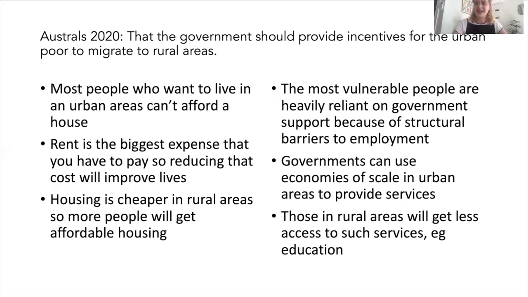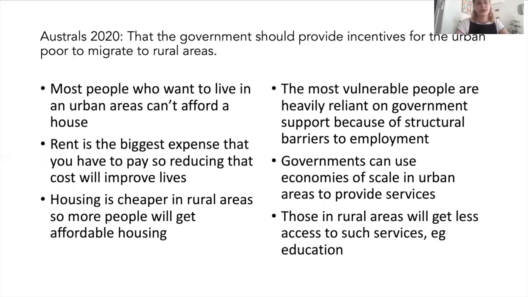So I'm just going to take an example of a debate that happened at 2020 Australs, where the motion is that the government should provide incentives for urban poor to migrate to rural areas. I have two similar arguments here. One is for the AF and one is for the NEG. And you'll notice that they both take up a similar amount of space on the page, but one of them is more high quality than the other.